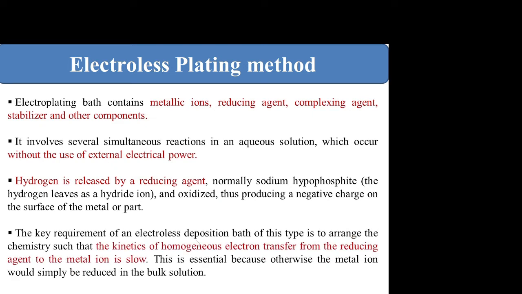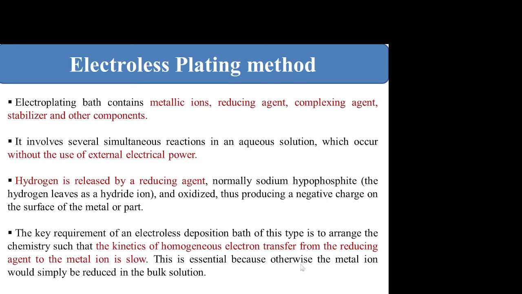Then the key requirement of the electroless deposition bath of this type is to arrange the chemistry such that the kinetics of homogeneous electron transfer from the reducing agent to the metal ion is slow. We have the kinetics of homogeneous electron transfer from reducing agent to metal should be slow. If it is fast, it is not possible to deposit on the substrate.